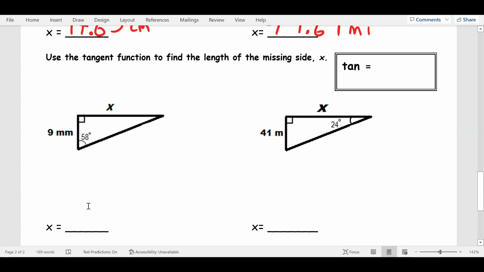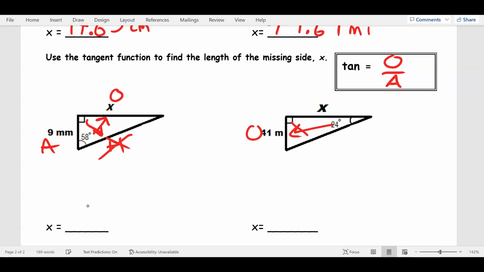Tan is O over A, right? When you labeled it, did you label O, H, A, and cross out the H? Why do I cross out the H? Because there's nothing there, right? I label O, H, and A. I'm going to cross out H because there's nothing there, okay? So remember SOHCAHTOA, if I only have OA, that's going to be tan, T for tangent, okay?